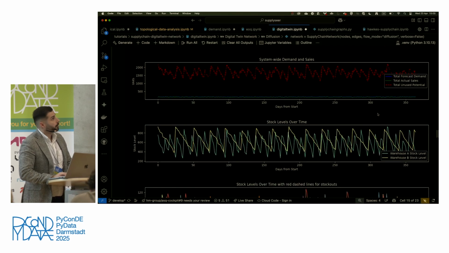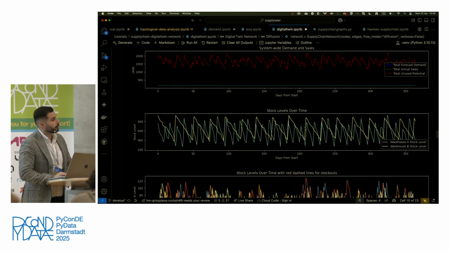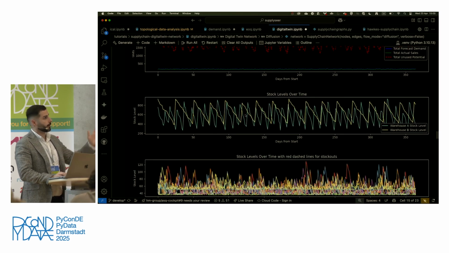Let's move on. So when we have the diffusion policy for the warehouses, the stock levels are different. There is more replenishment to the warehouse. So let's make something clear.